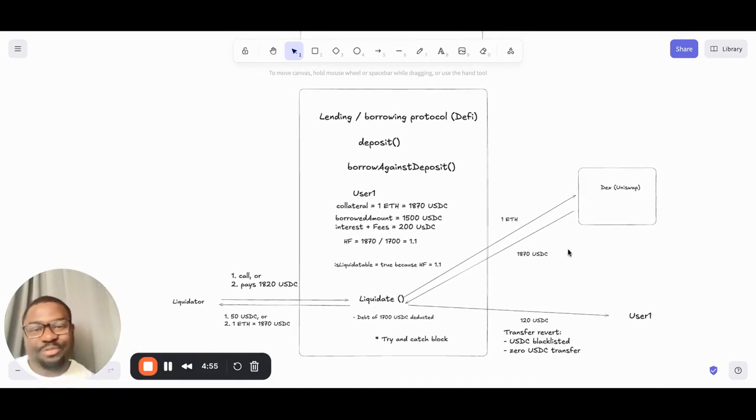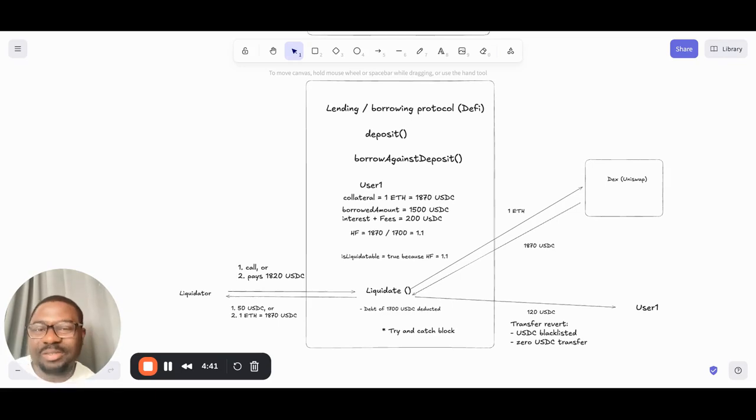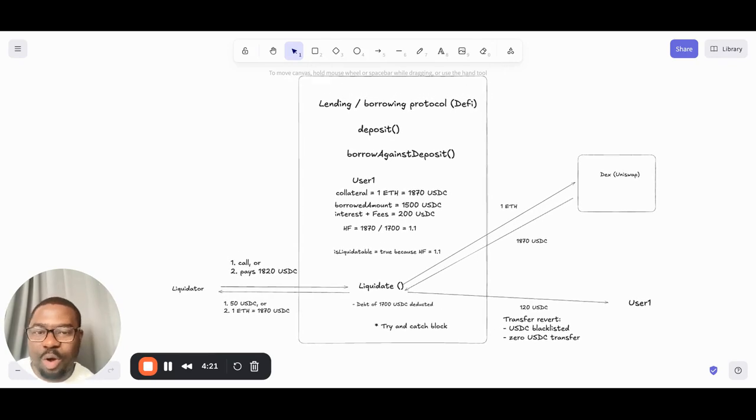At some point in the future, unfortunately, the price of one Ethereum has dropped to 1,870 USDC. Basically, the lending protocol will probably be using an oracle to monitor the price. That's one of the basic design patterns in the industry. You don't fetch price on chain, you fetch it off chain. All right. So now we have our borrowed amount.